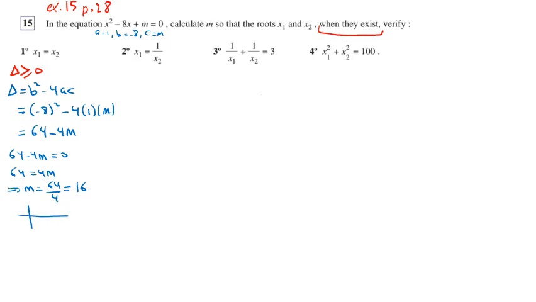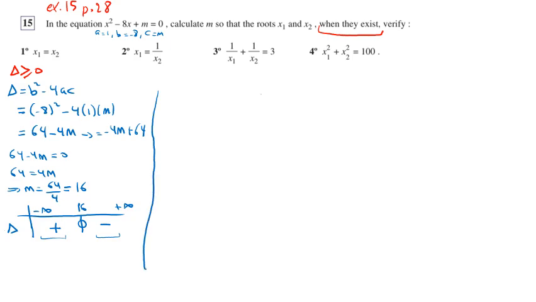Now we will make a table of sign. Minus infinity, plus infinity. Here we have 16. Now we know where first this one is equal to minus 4m plus 64. What is the coefficient of m? It is negative. We put opposite sign. This is delta. Delta, in this part it is positive and in this part it is negative. We will keep this answer for the parts below.